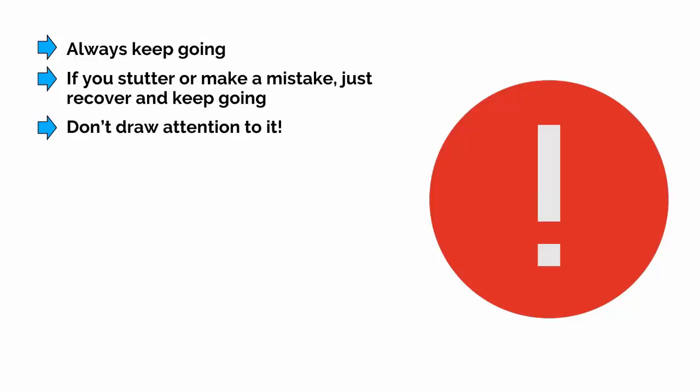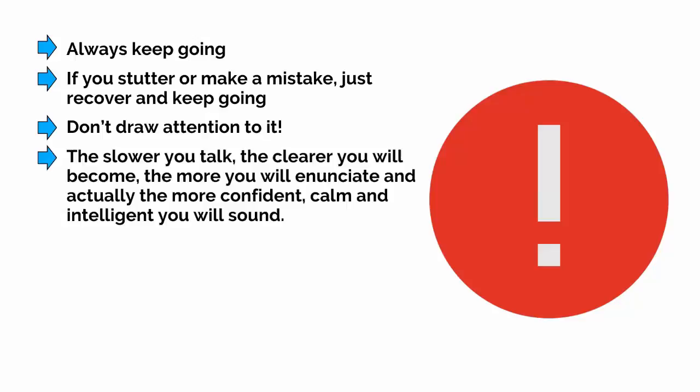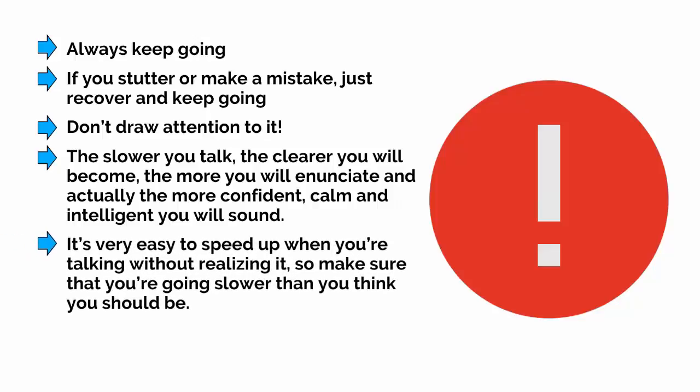Of course, you want to limit your stuttering as much as possible, and one way to do that is to simply talk a little more slowly. The slower you talk, the clearer you'll become, the more you will enunciate, and actually the more confident, calm, and intelligent you'll sound. It's very easy to speed up when you're talking, without actually realizing it. So make sure that you're going slower than you think you should be.